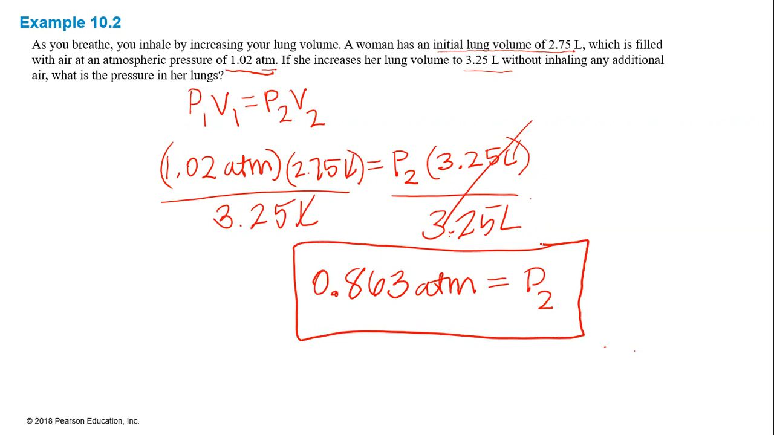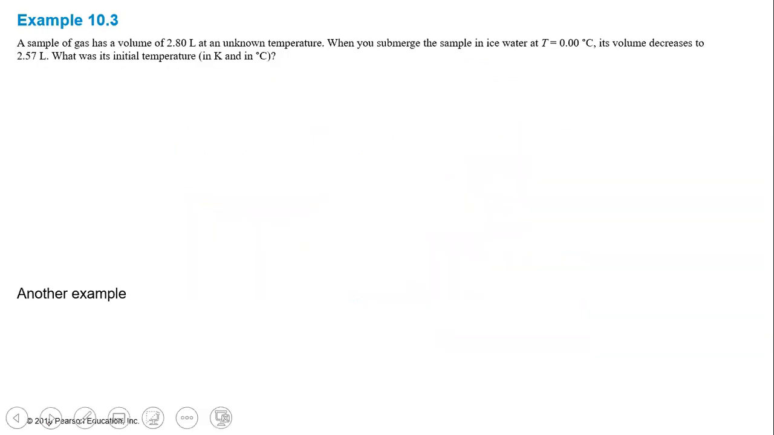All right, one way to check this is if pressure increases, my volume should decrease. In this case, I'm increasing my volume. So volume went up, so my pressure should go down. It did. It went down from 1.02 to 0.863 atmospheres. Okay, so that's pretty easy. Next one.